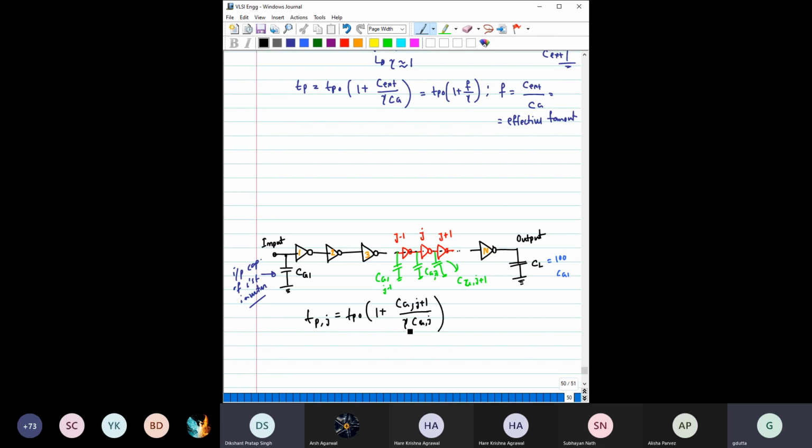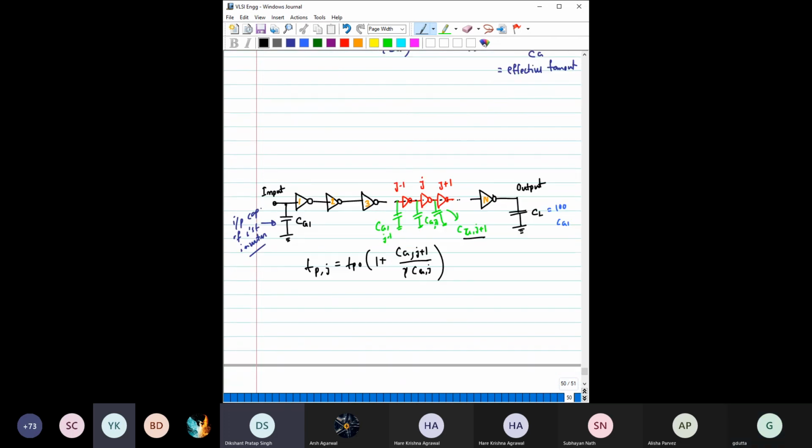Cgj, right? I hope this part is clear to you, because from this, it is like Tp naught into C external by Cg, right? So for this jth gate, the external capacitance is this one. So it comes in the numerator, and in the denominator it is gamma of Cg, gamma times the gate capacitance of this jth stage, which is Cg of j, right? And this is for any stage. You can just keep it 1, 2, 3, and that will give you any stage from 1 to n.